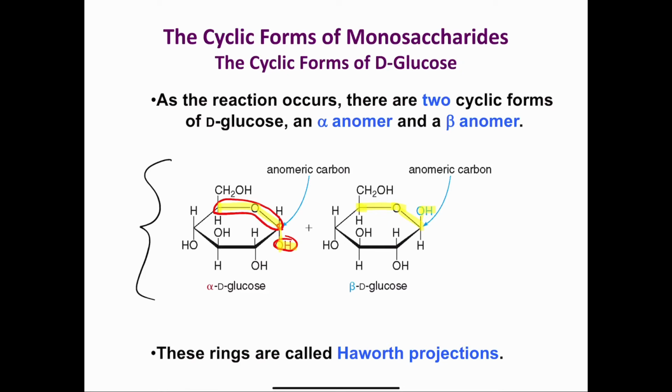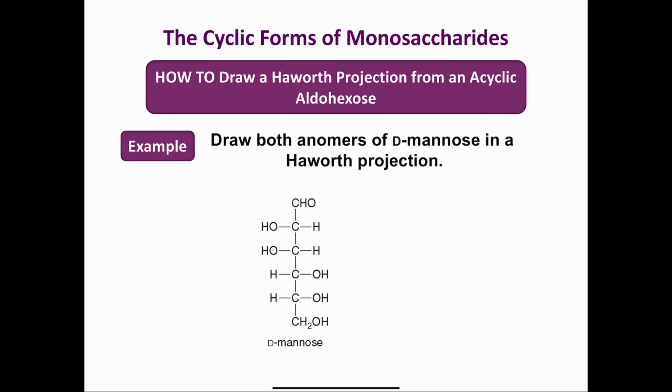These representations that we see here are called Haworth projections. Sometimes they're pronounced Haworth projections. Here's another example showing you how to draw a Haworth projection or the cyclic form of D-mannose, which is shown here as a Fischer projection. This is the Dr. Deniston method, or the method devised by the author of our textbook.